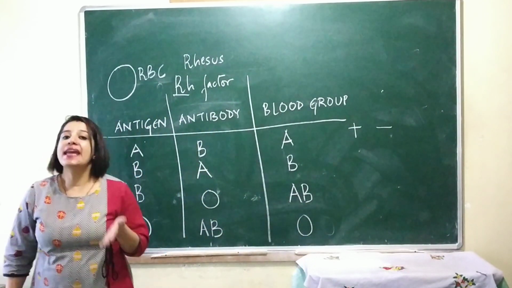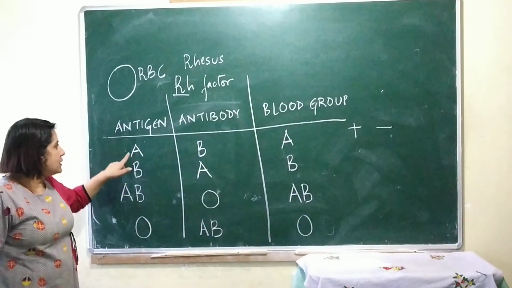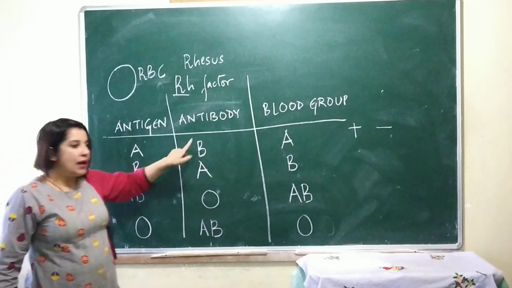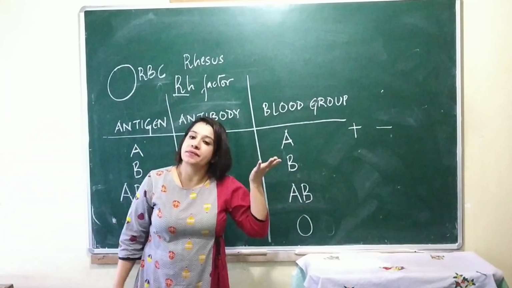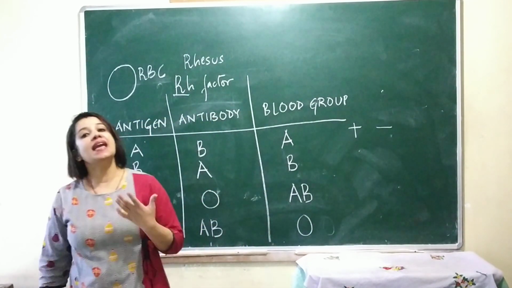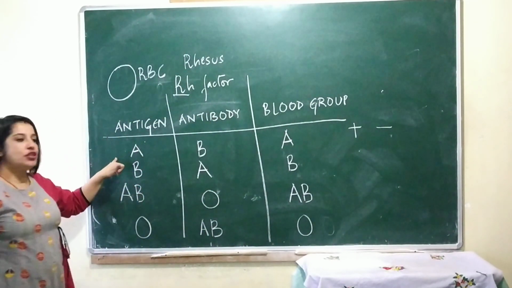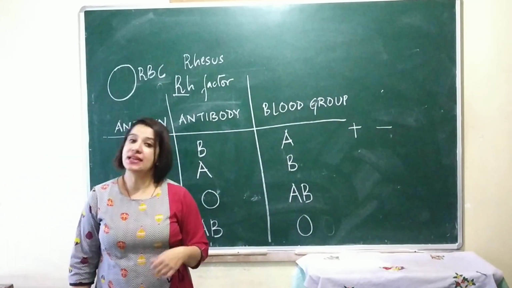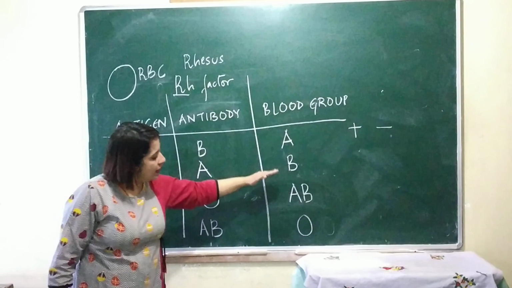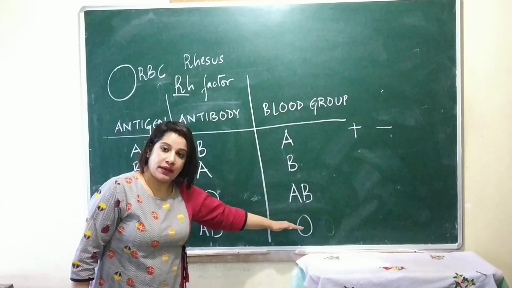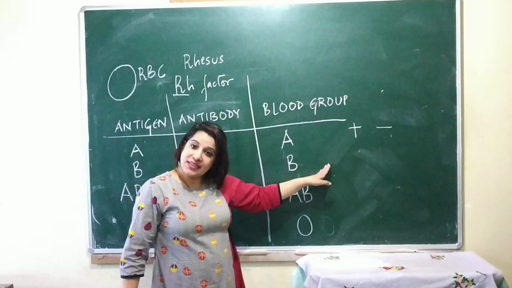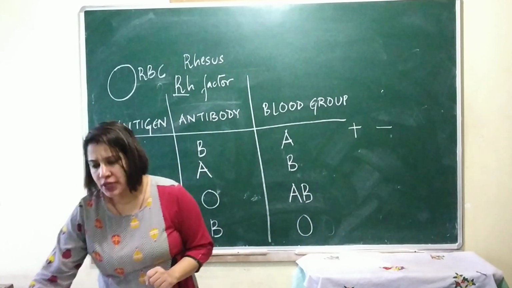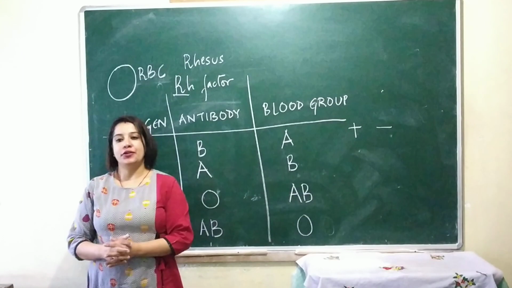So if you are A positive, that means antigen A, antibody B, and then you have rhesus factor. But if it is A negative, then antigen A, antibody B, and the rhesus factor is negative. Similarly, in all the cases it's the same thing. So if it is present, positive, if it is absent, negative. So this is about blood groups.